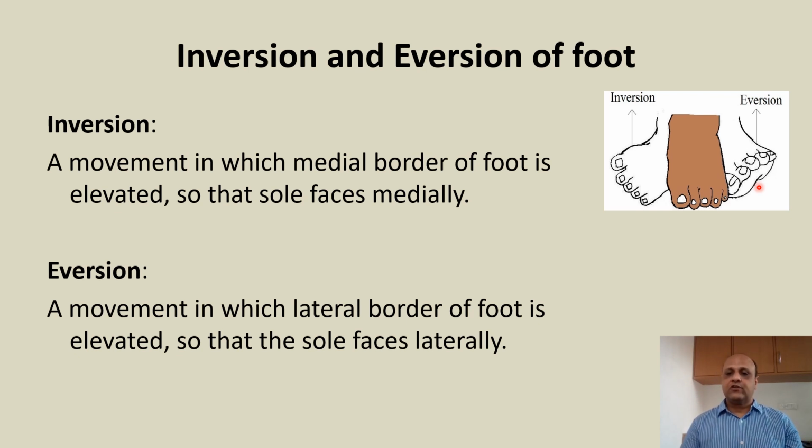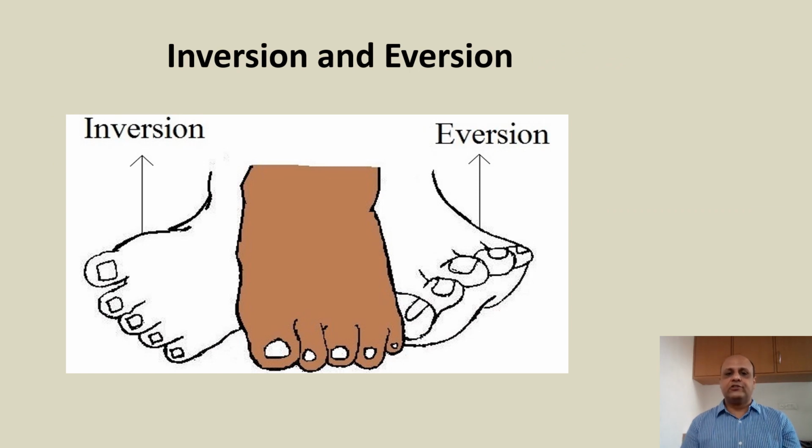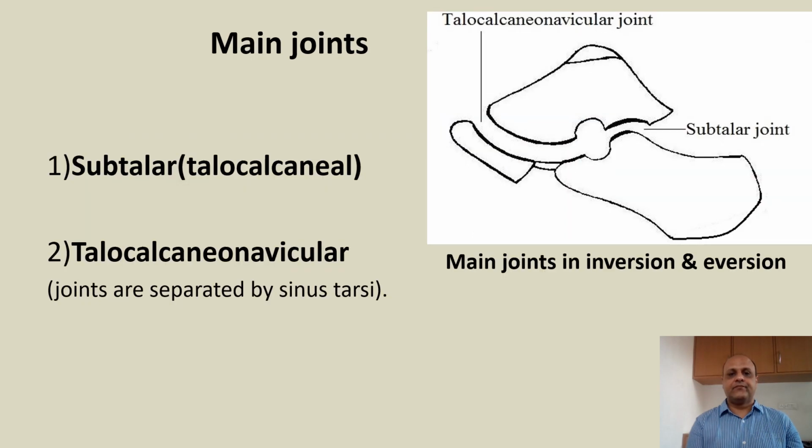So students, first of all, you are required to define inversion and eversion, and then you have to draw the diagram of inversion and eversion. And as you can see in this diagram, this is the foot in the normal position. This is the foot in the inverted position when the medial border is elevated and the sole faces medially, while here the lateral border is elevated and the sole faces laterally. So this is the foot in the everted position.